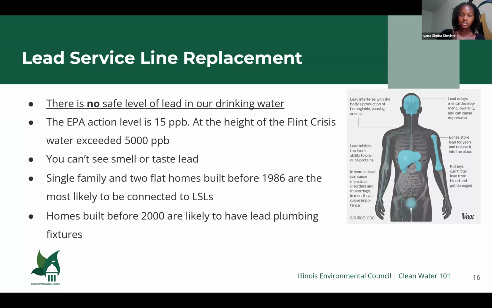Where you're most likely going to see it is single family homes built before 1986. This is really because of the sizing of the lead pipe, there's a limit. If you live in, for example, a 12-story building with 100 units, it is very highly unlikely that you're going to have a lead pipe because there are physical limitations to the size of lead pipes. And then homes that are built before 2000 likely have some internal lead in them too.